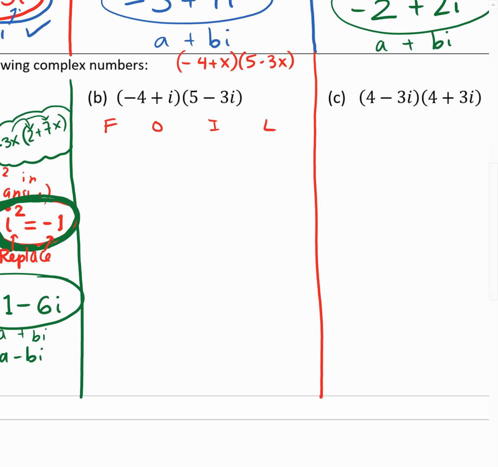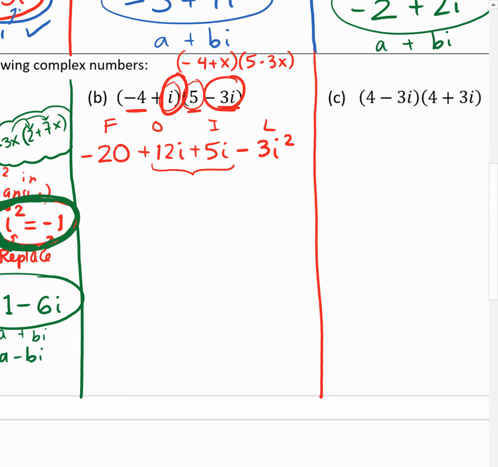So we got first times first, that's negative 4 times 5, which is negative 20. Outer times outer, negative 4 times negative 3i, that's a positive 12i. Inner times inner, i times 5, that'll be 5i. The last times the last is the i times the negative 3i, that'll be negative 3i squared. Alright, so at this stage, I have two things to do here. The two middle guys are like terms. 12i and 5i, it's like 12x and 5x. We can combine those to get 17i.